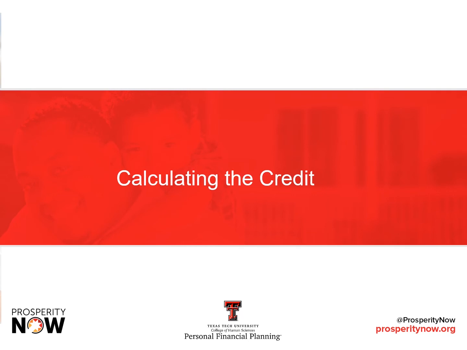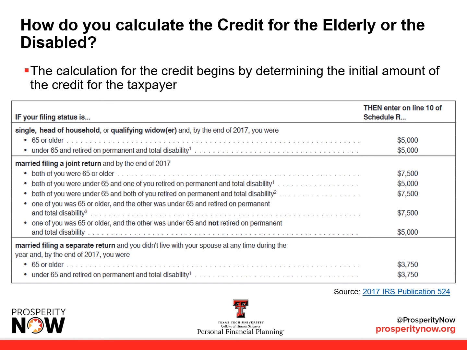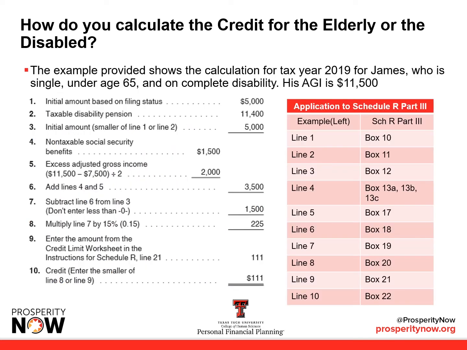So, how do they go about calculating the credit? The calculation for the credit begins by determining the initial amount of the credit for the taxpayer. You can see by this table the calculations for the credit. The example below provides the calculation for tax year 2019 for James, who is single, under age 65, and on complete disability. His AGI is $11,500.